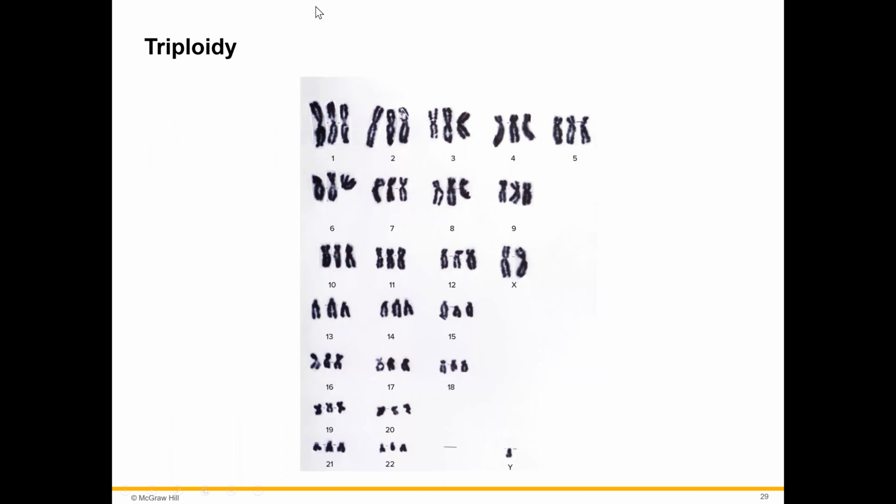So here you see an abnormal karyotype that represents triploidy. So instead of 2 chromosomes 1, we have 3 chromosomes 1, we have 3 chromosomes 2, and so on. And actually 1 Y chromosome only over here. So that's just an example of how an abnormal karyotype will look if somebody has triploidy.